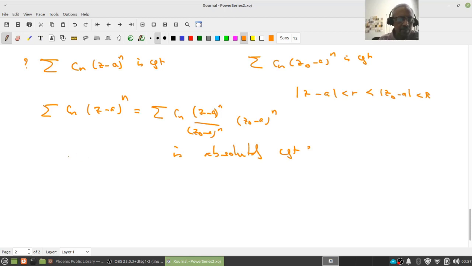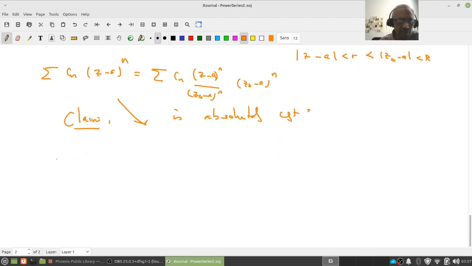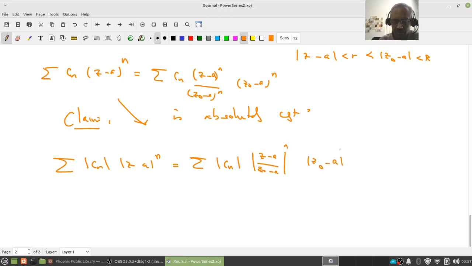Claim: this is absolutely convergent. So I have to estimate this. Mod Cn mod z minus a to the power n equals mod Cn mod z0 minus a to the power n, multiplied by mod z minus a over mod z0 minus a to the power n. Is that all right? Very good. Now let us look at this.